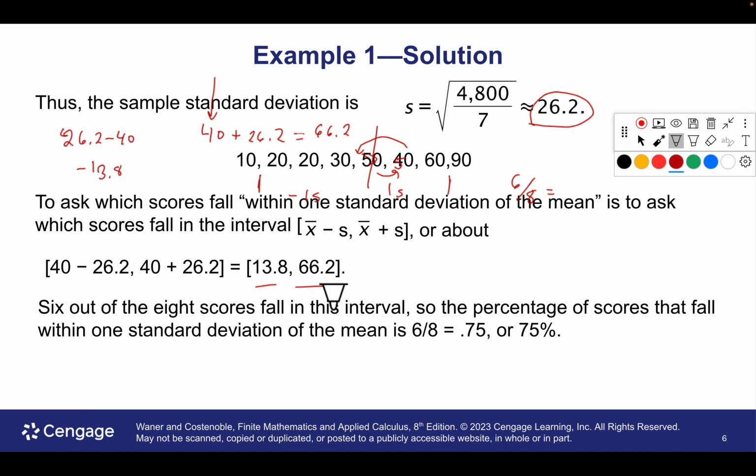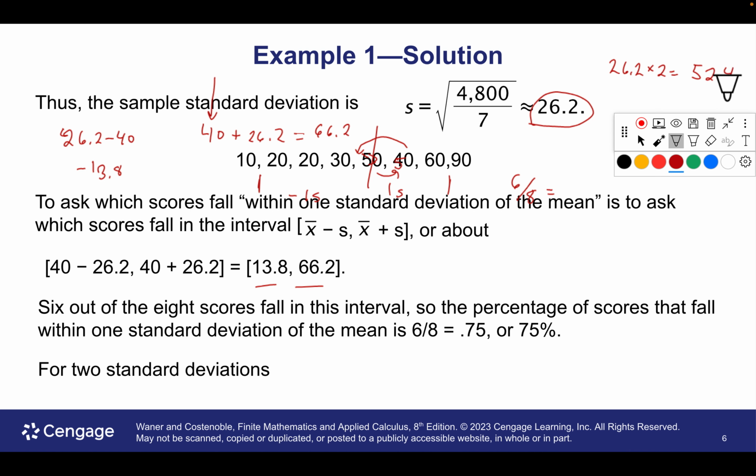How about 2 standard deviations? Let's see, what did I get? For 2 standard deviations, we would add 26.2 times 2. So we take 26.2, multiply it times 2, and get 52.4.